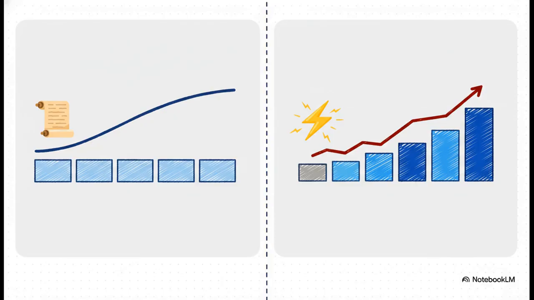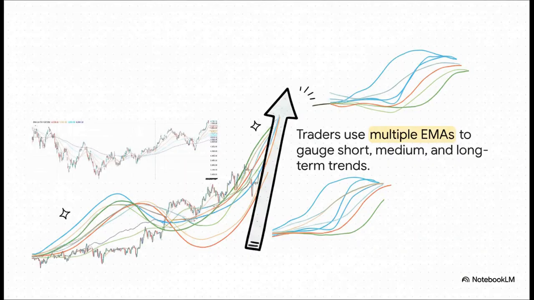And here's what this looks like in the real world. Traders almost never use just one moving average. Instead, they'll layer a few of them right on the chart. You might have a fast one that shows you the short-term vibe, and then a really slow one that keeps you grounded in the long-term trend. When you see these lines all stacked up nicely and moving in the same direction, well, that can be a really powerful signal.